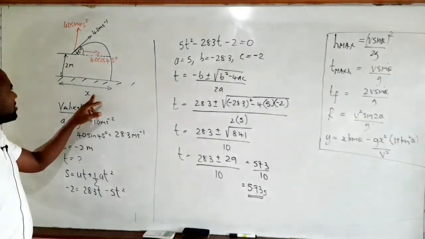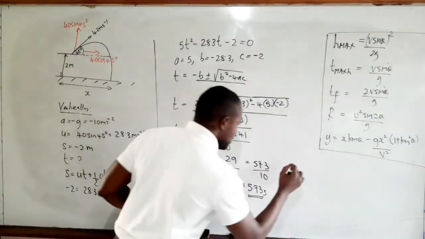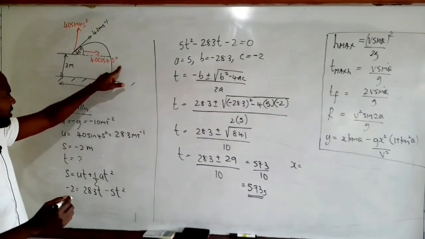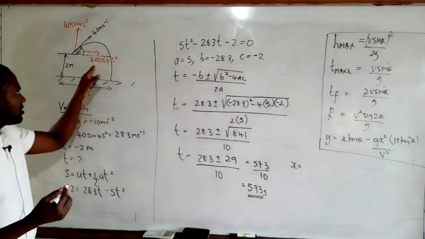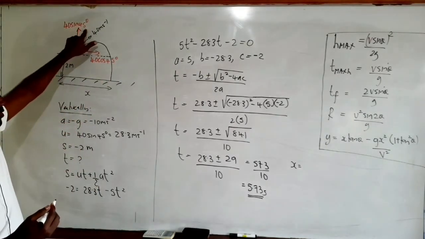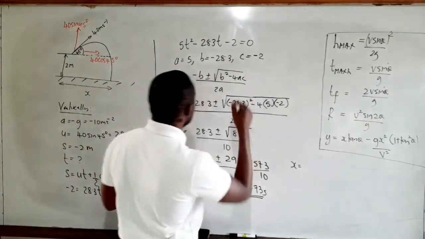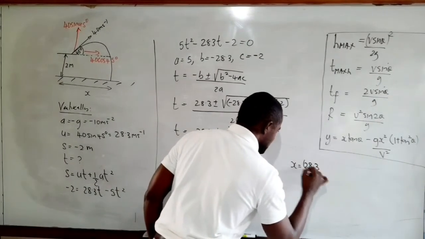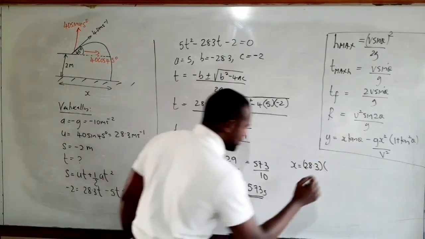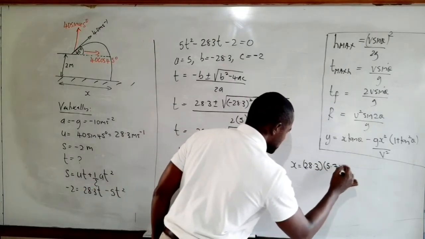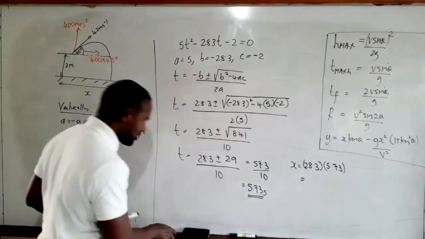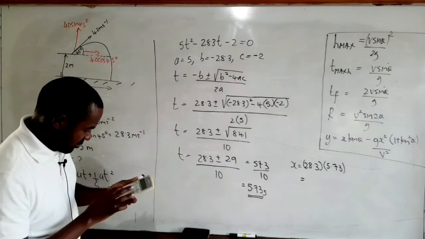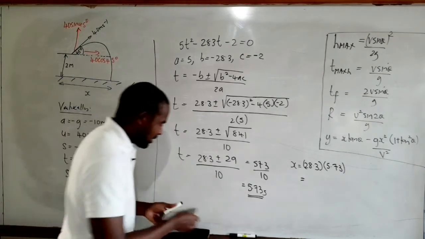So the horizontal distance x would be equal to the horizontal component of the velocity, 40 cos 45, which, as I mentioned before, is the same thing as 40 sine 45. So therefore this would be equal to 28.3 times the time, which is 5.73 seconds, and this therefore gives us approximately 162.